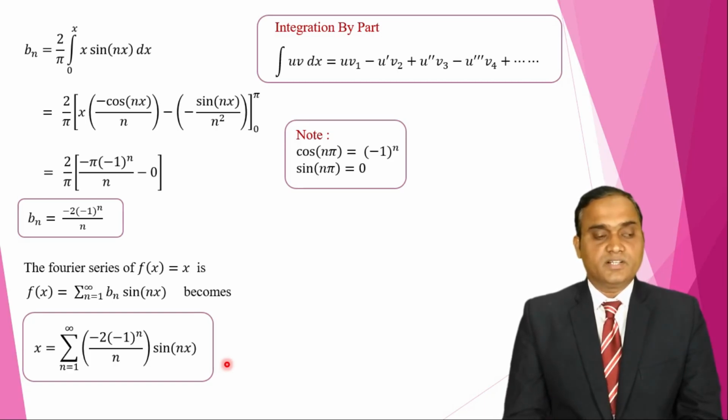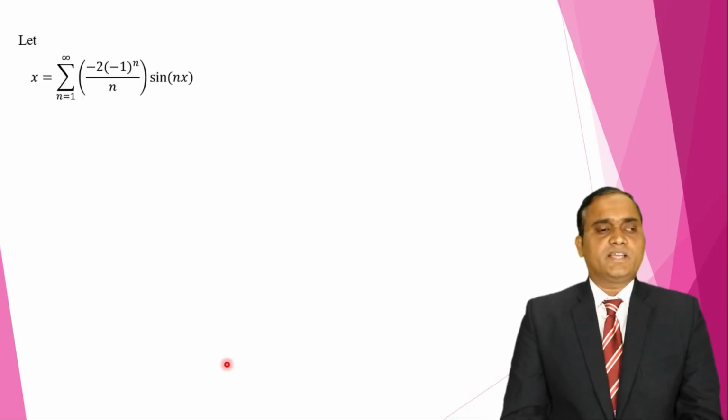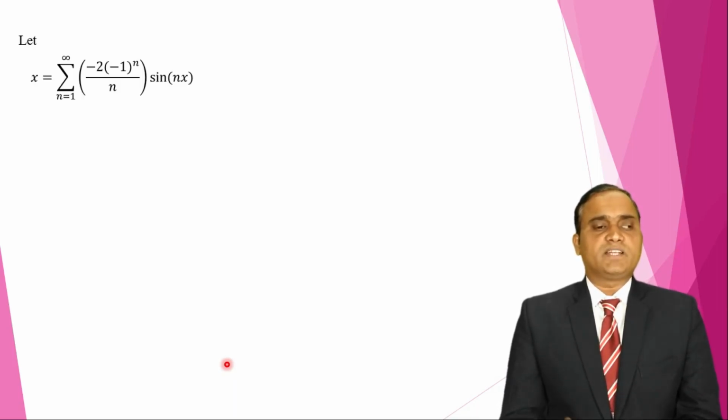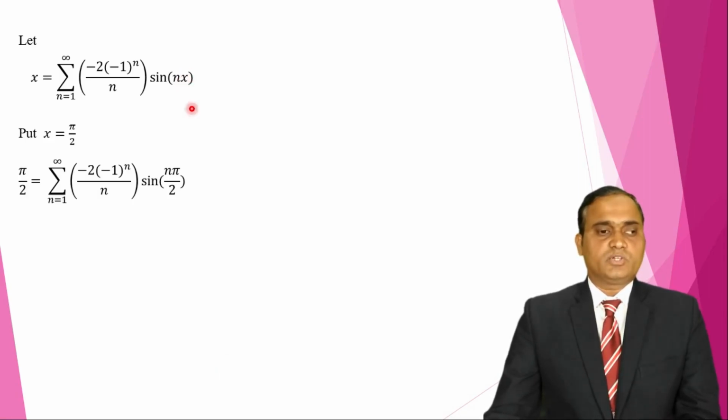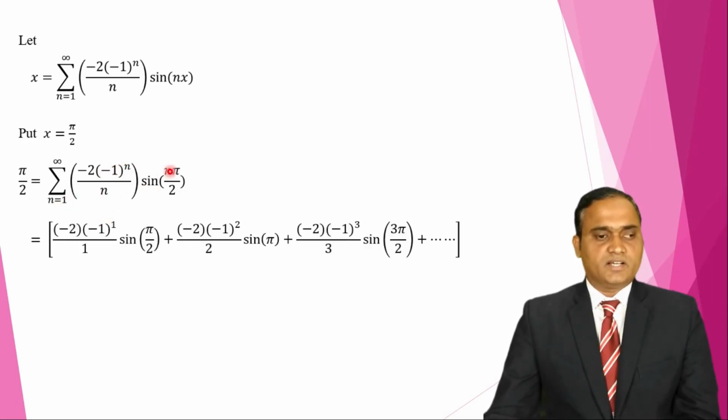Now we have to find the values. So next part is, let x is equal to summation minus 2 minus 1 raised to n upon n sin nx. Here I put x is equal to pi by 2. Then what do we get? X is replaced by pi by 2, then we get sin n pi by 2. Now here n varies from 1 to infinity. So when I put n is equal to 1, first term is minus 2 minus 1 raised to 1 upon 1 sin pi by 2.